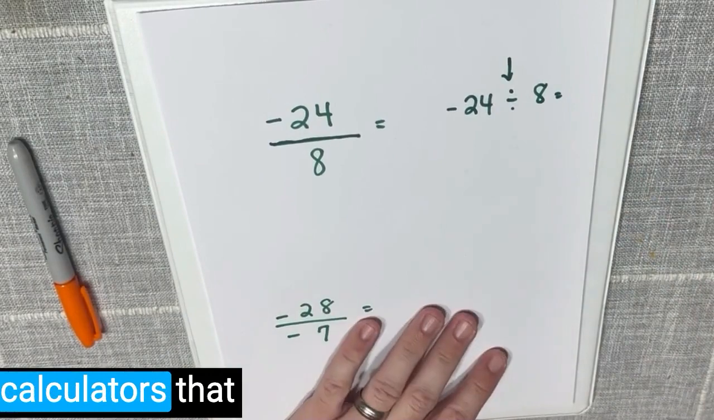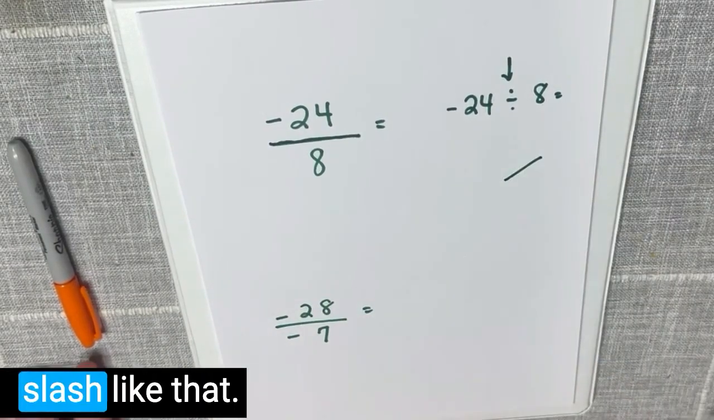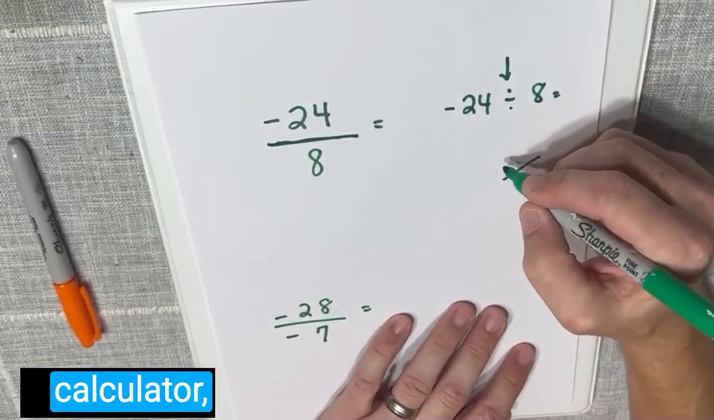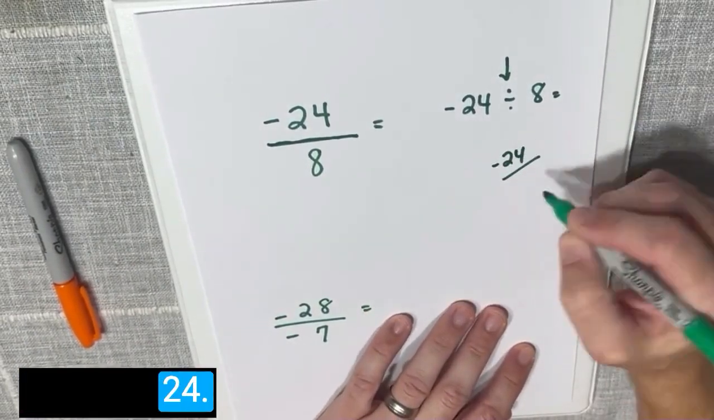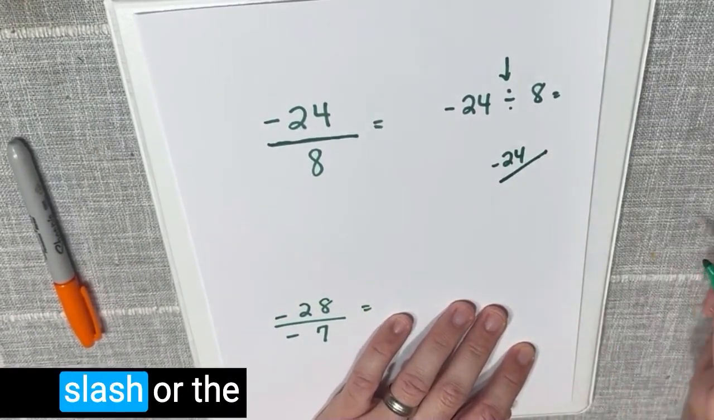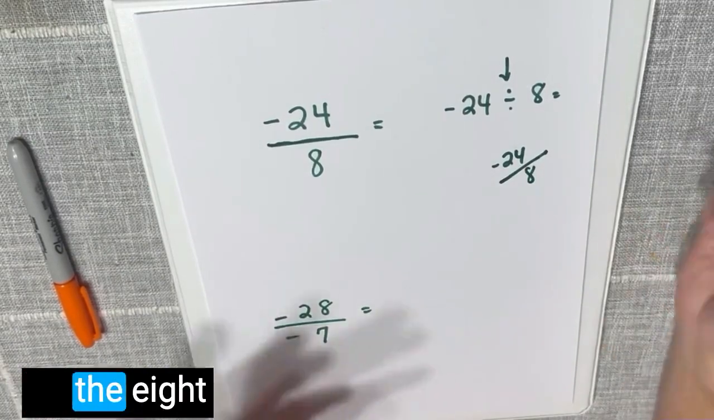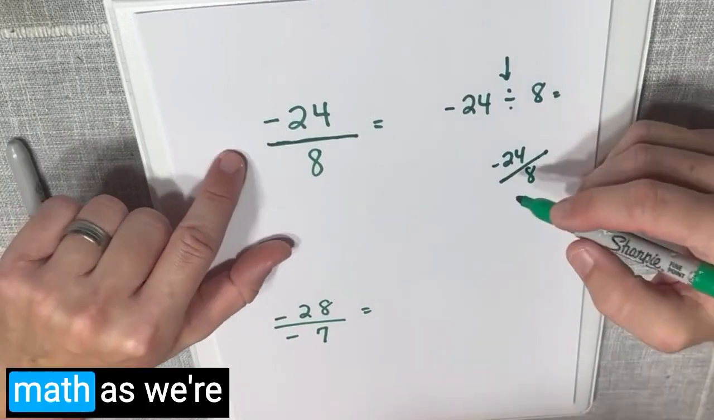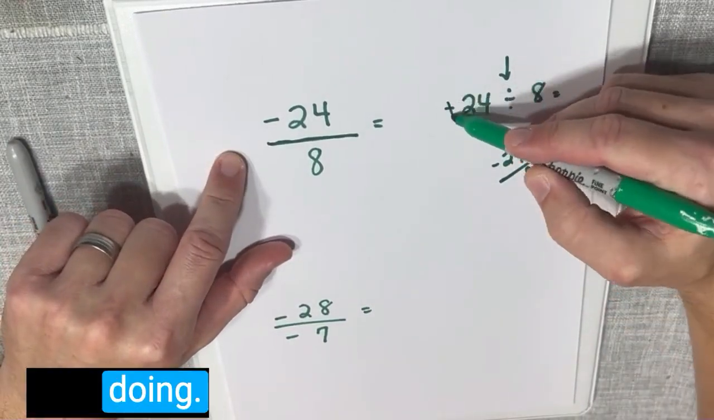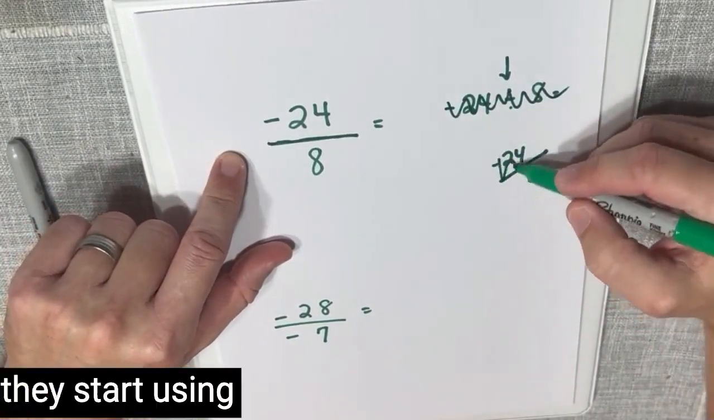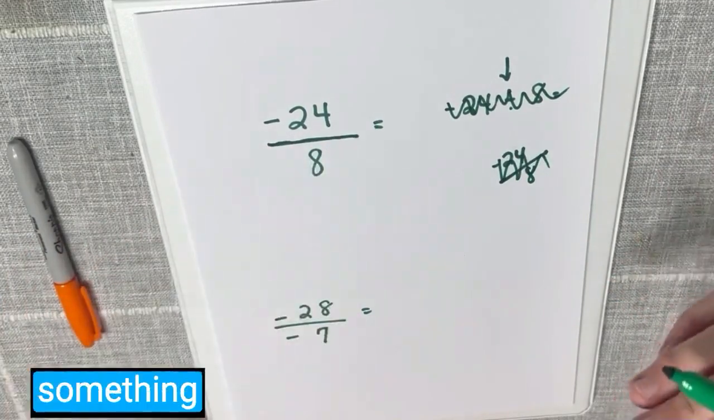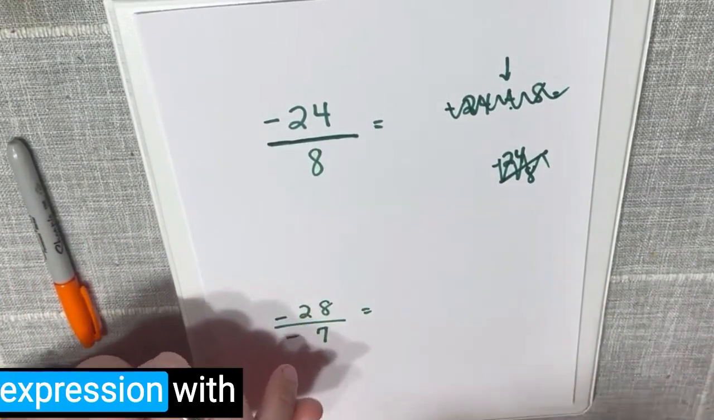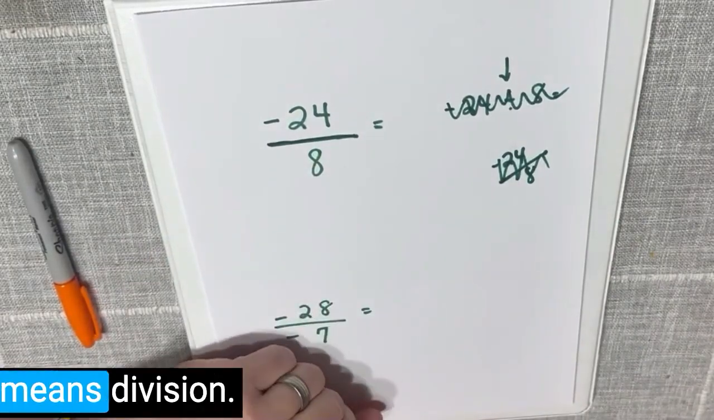There are some calculators that will just use a slash like that, because if we were working out this problem and we used a calculator, it would be a negative 24. We would hit that slash or the division symbol, and then we'd hit the 8 and of course the equals. Okay, so that's what that means in math. As we're getting older, they tend to stop using that division symbol and they start using the fraction. So it's something that you really want to start getting used to, mathletes: seeing an expression with that bar and understanding that that means division.